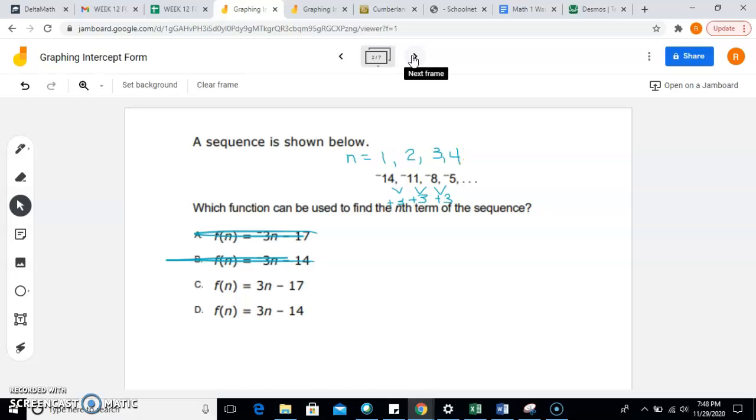So if I try letter C first, I have 3 minus 17, which is negative 14. So that worked, but I'm going to try the next number as well. So I'll do 3 times 2 minus 17. 6 minus 17 gives me negative 11. That one worked as well, so my answer would be letter C.